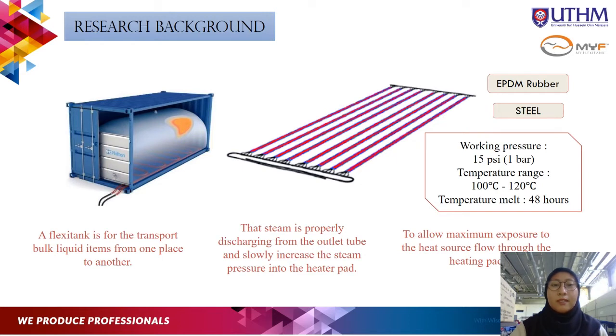So the steam can also properly discharge from the outlet tube and slowly increase the steam pressure in the heating pad. So they use two materials, which are steel and EPDM rubber, to flow the heat source through the heating pad. The working pressure for the heating pad is 15 psi or 1 bar, and the temperature range is 100 degrees Celsius to 120 degrees Celsius. The heating pad also takes 48 hours to melt.